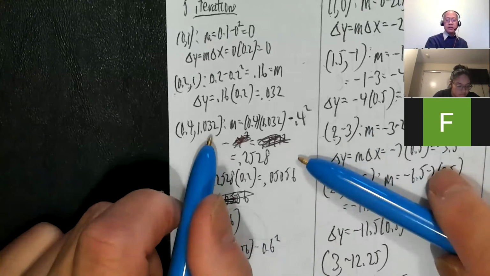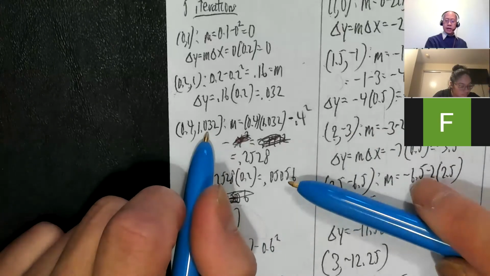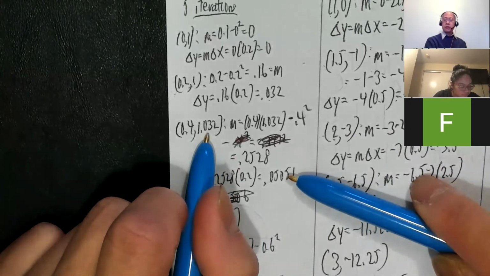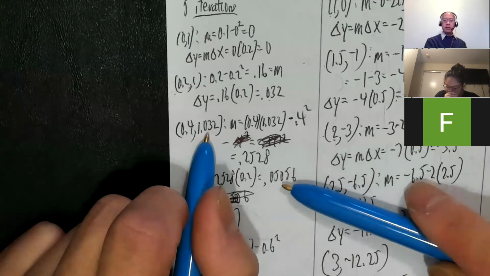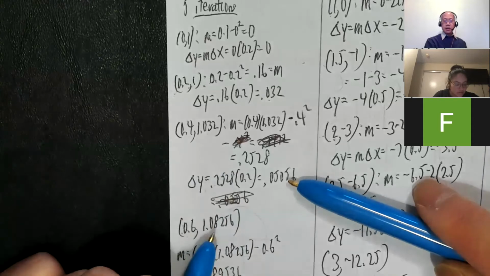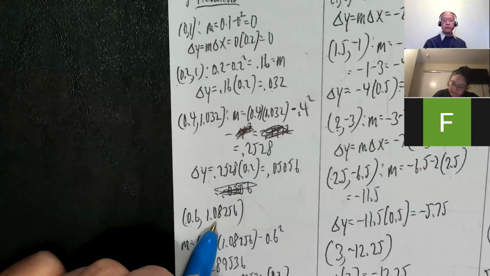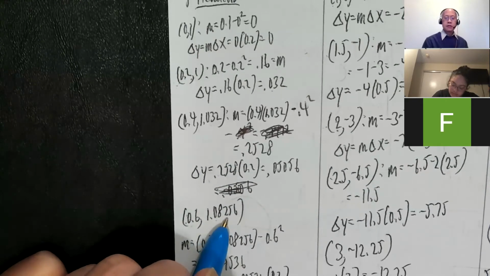So now I add these two guys together. Old y plus delta y. The delta y tells you how much you're going to rise. So I was here, I've risen 0.05056. So after I've risen this much, I'm now over here: 0.6 comma 1.08256. Stop, recalibrate, get a new direction.